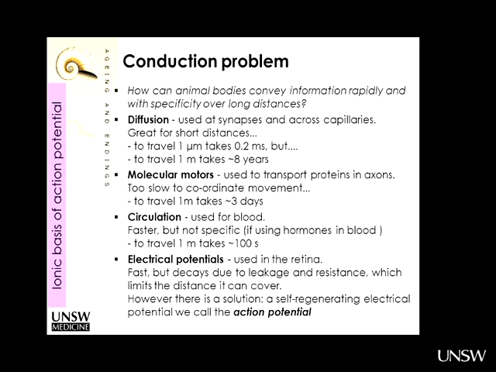We could consider using molecular motors, which are used to convey proteins in the axon. This also proves to be quite slow, taking about 3 days, and it's not very useful for our neural signal. The other quicker mechanism that we could potentially use is circulation, but one of the issues with circulation is that it's not very specific. It's quite a generalized function. It carries nutrients around your body. Yes, with the usage of hormones, you can sometimes have a specific task, but it also takes quite a long time, about hundreds of seconds.